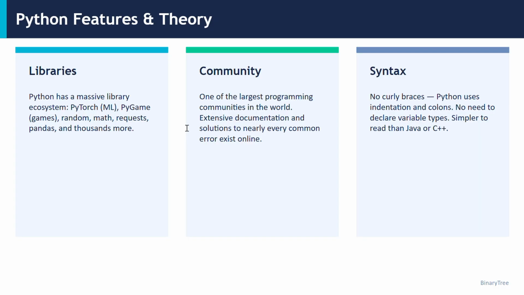Three things make Python special. First, libraries. Python has a massive ecosystem of pre-built tools. PyTorch for machine learning, Pygame for games, plus math, requests, pandas, and thousands more. Second, community. One of the largest in the world, which means almost any error you'll ever hit already has a solution online. And third, syntax. No curly braces, no declaring variable types, just clean indentation and colons. It's simply easier to read and understand at a glance than Java or C++.